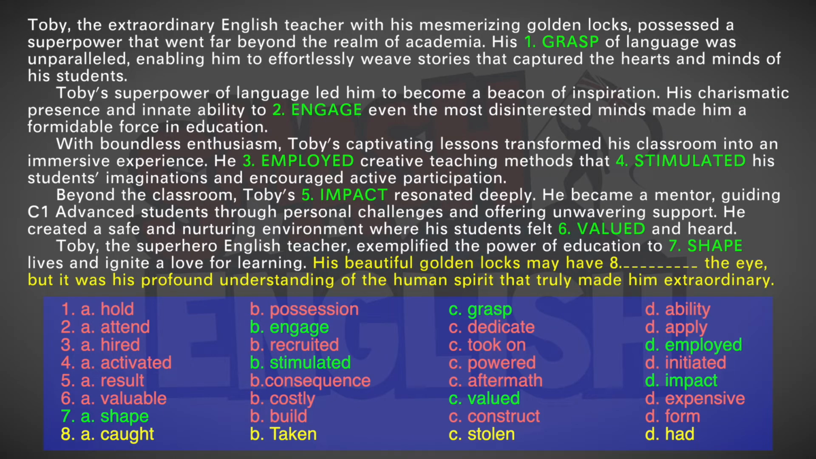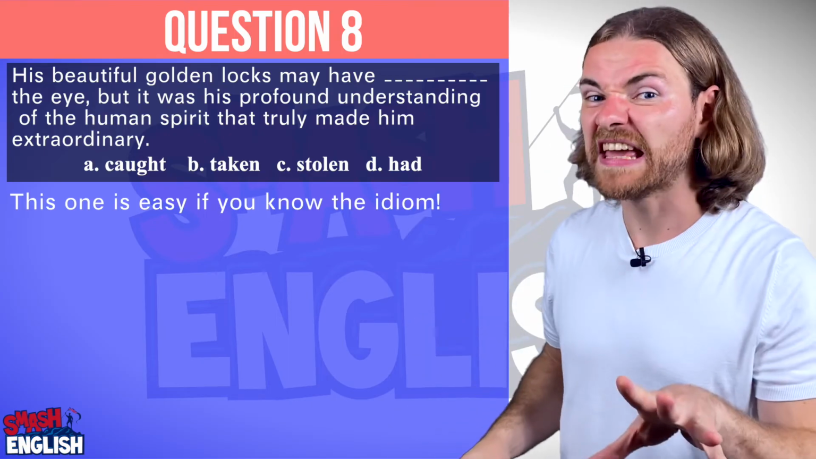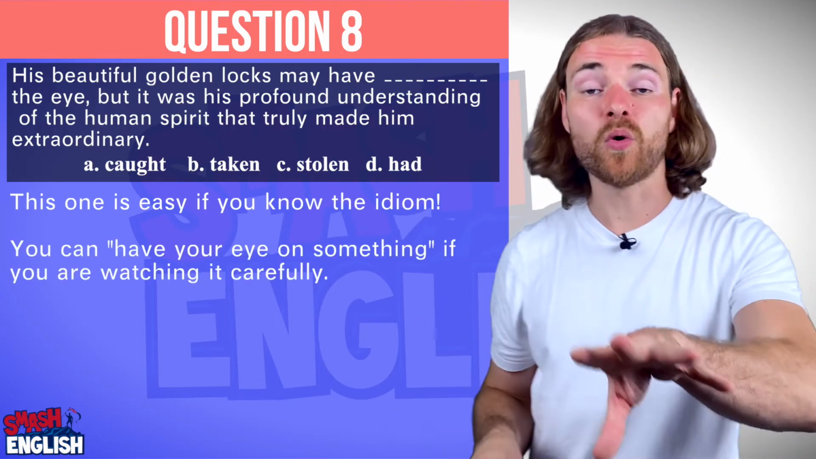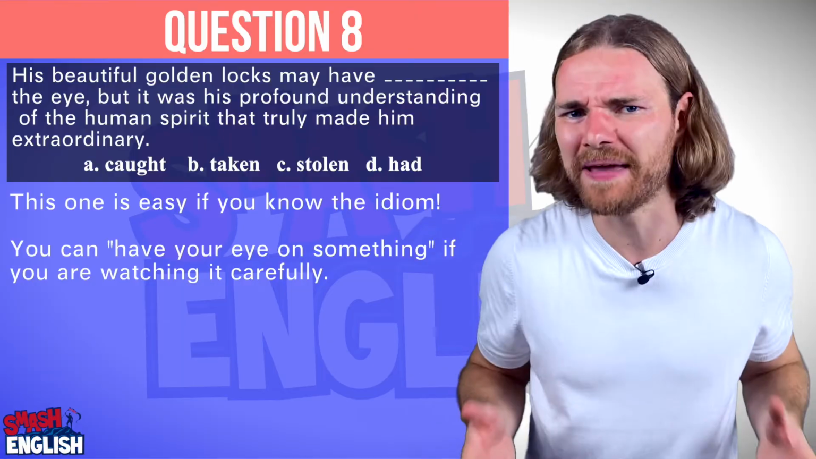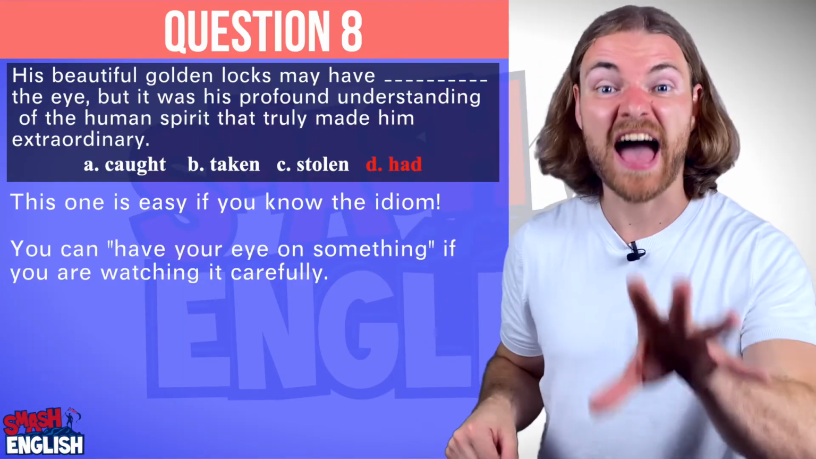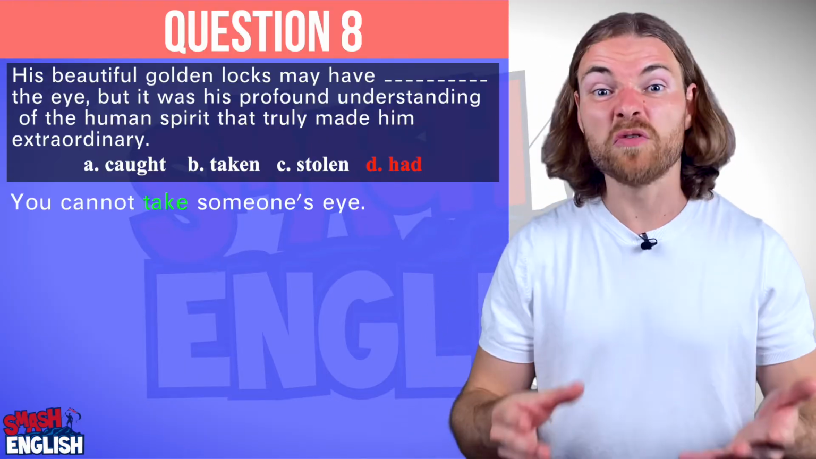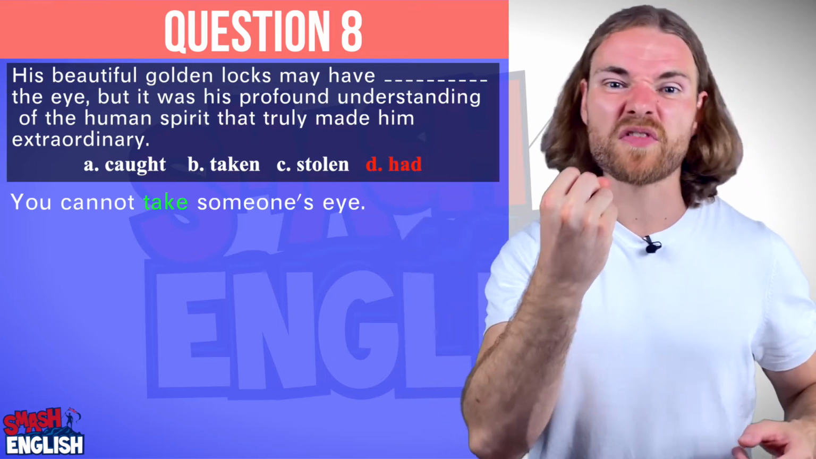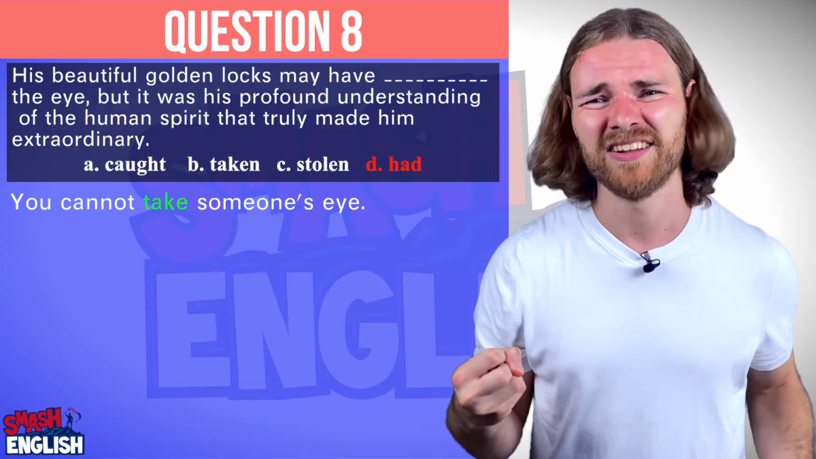His beautiful golden locks may have caught the eye, but it was his profound understanding of the human spirit that truly made him extraordinary. This one is fairly straightforward, if you know the idiom. So, you can have your eye on something if you are watching something really carefully. But that's not the meaning here, so let's get rid of had. You cannot take someone's eye or steal it unless you put your hand in their face and remove their eye and run away. But that's disgusting and a terrible thing to do, so please don't do that.